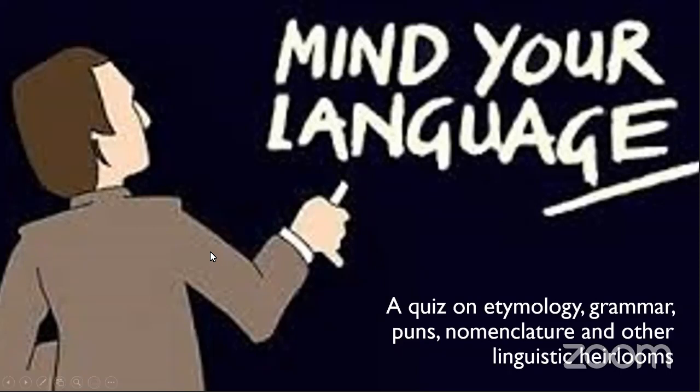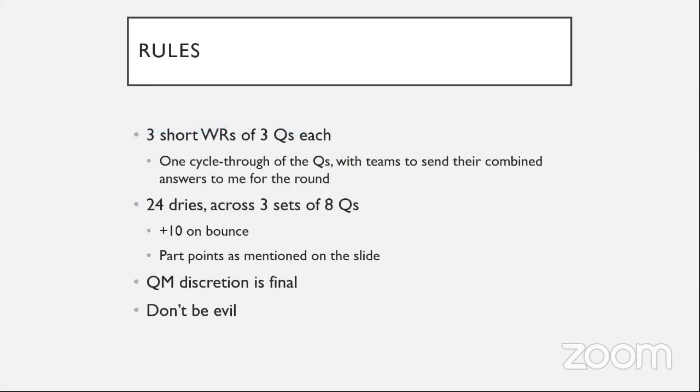Great. So welcome everyone to Mind Your Language, which is a quiz on etymology, grammar, puns, nomenclature, and other linguistic heirlooms of languages. Quick summary of the rules. Three short written rounds of three questions each. You can send me your combined answers for a written round on Discord. 24 drives across three sets of 8 questions. We only have bounce, so plus 10 on bounce, and part points as mentioned on the slide. QM discretion will be final, and just a friendly reminder at the end, don't be evil.